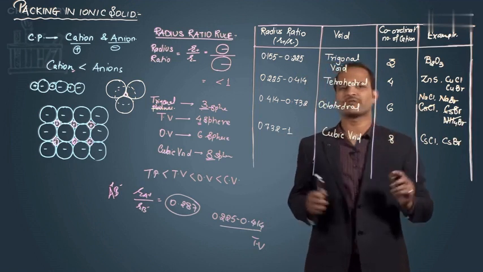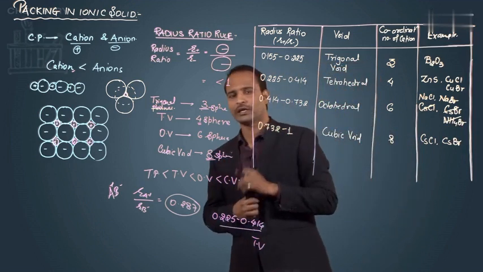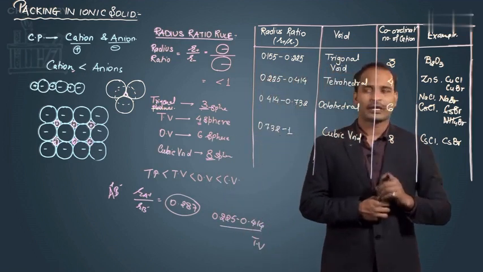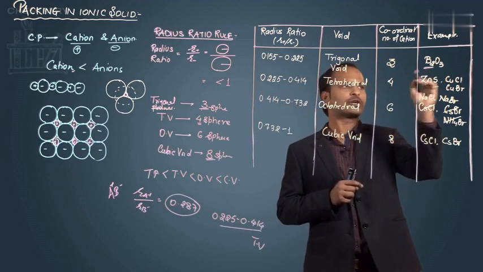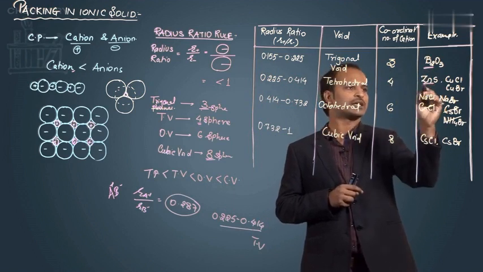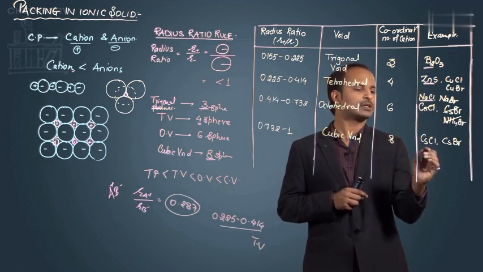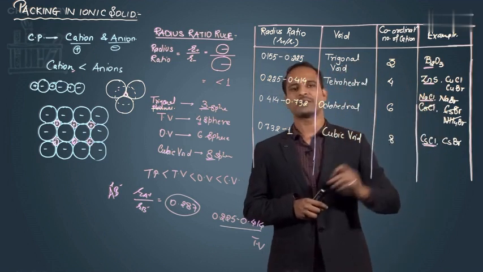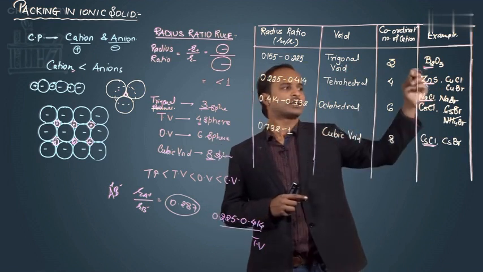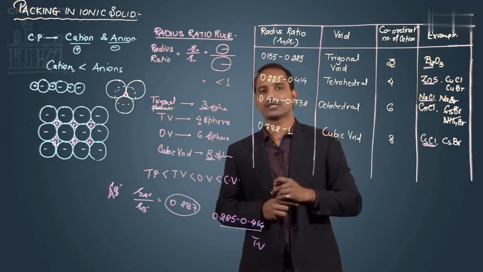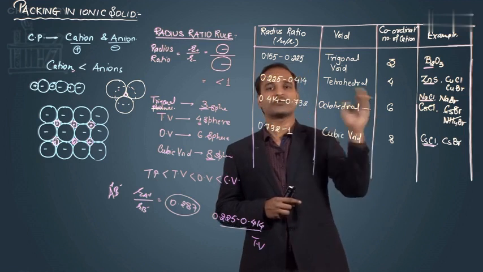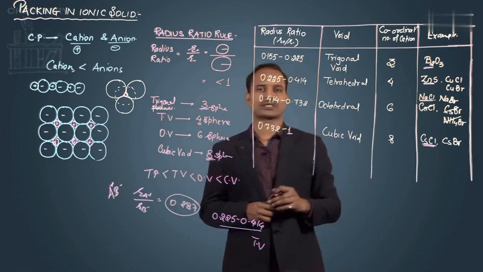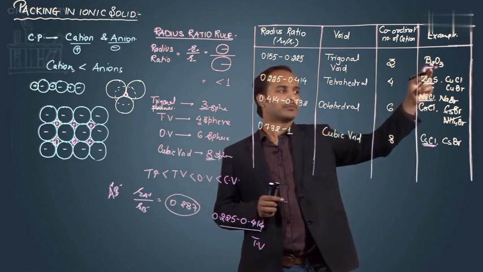This table is very, very important for us from the MCQ point of view, that is, the entrance exam point of view. Among these, B2O3, ZnS, NaCl and CsCl are very important examples, because many times in exams they ask questions on these. Other examples are not too important, but you should know which void the zinc occupies in zinc sulfide, and whether NaCl comes under tetrahedral, octahedral or cubic, as well as CsCl. So these are certain important examples.